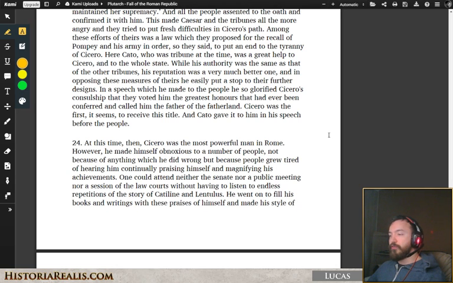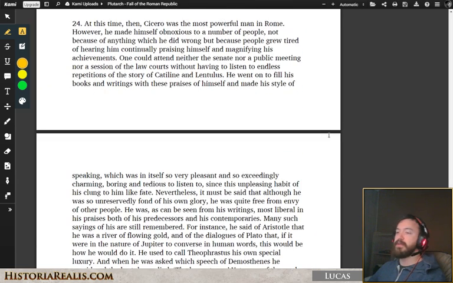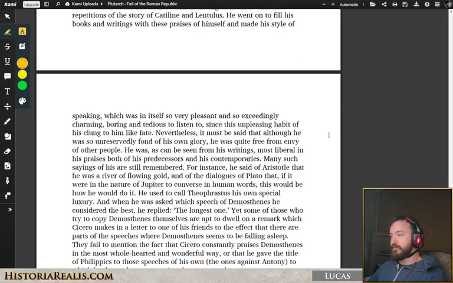He went on to fill his books and writings with these praises of himself and made his style of speaking, which was in itself so very pleasant and so exceedingly charming, boring and tedious to listen to, since this unpleasing habit of his clung to him like fate. Nevertheless, it must be said that although he was so unreservedly fond of his own glory, he was quite free from envy of other people. He was, as can be seen from his writings, most liberal in praises both of his predecessors and his contemporaries. Many such sayings of his are still remembered.